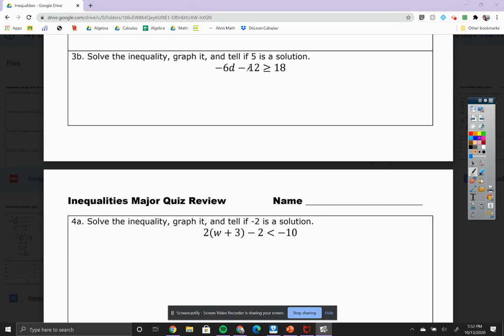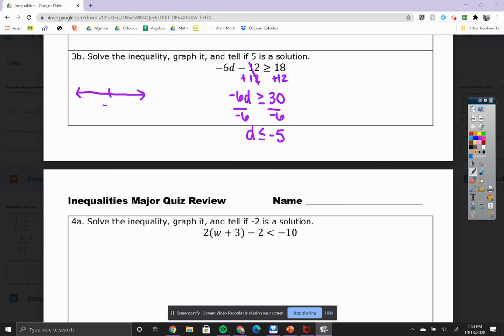Okay, so 3b, we have -6d minus 12 is greater than or equal to 18. First step here, we need to add 12 to both sides. So I get -6d greater than or equal to 30. Then I need to divide by -6 on both sides. Remember, if I divide by a negative, I have to flip the sign. So d is now less than or equal to 30 divided by -6 is -5. So d is less than or equal to -5, and we flip our sign whenever we multiply or divide by a negative number.